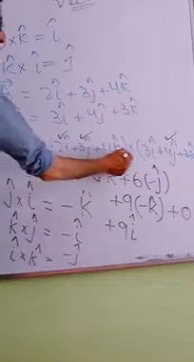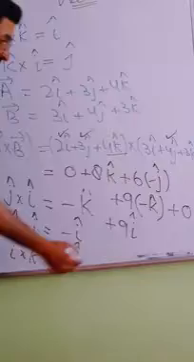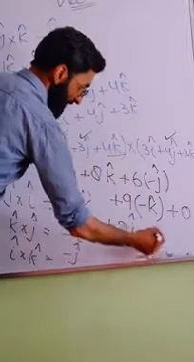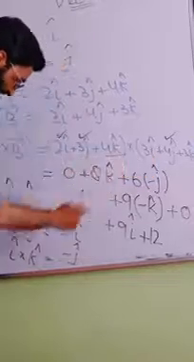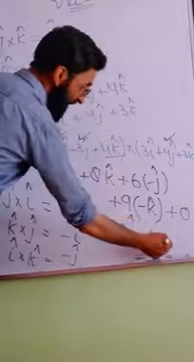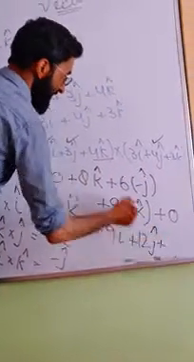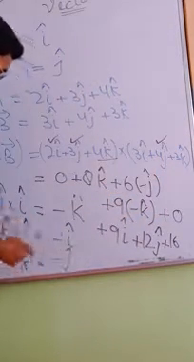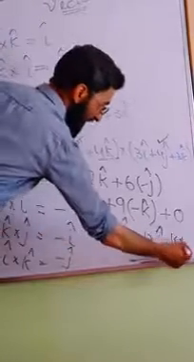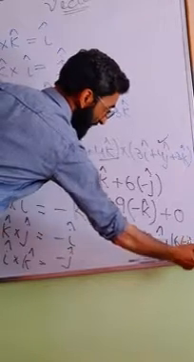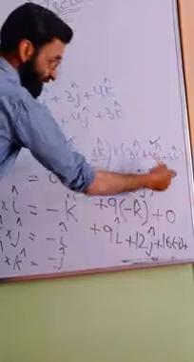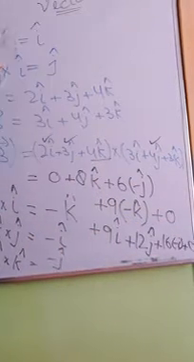After that we have to take the third component. That's 4K cap. So what will we write? 4 into 3 is 12. What is K cross I cap? K cross I cap is J cap. Plus 4 into 4, that is 16. What is K cross J cap? It is minus I cap. So we will write minus I cap. Plus 4K into 3K, it is 0, because K cross K is 0. So we will write here 0.